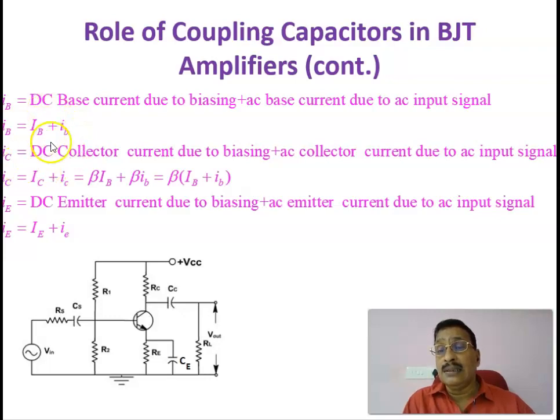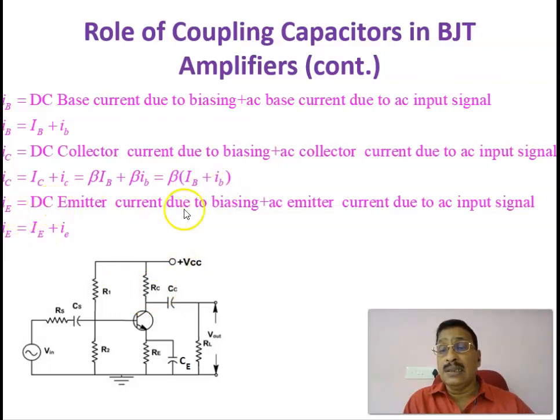Similarly, this AC small ib gets amplified to small ic, and of course capital IC is the DC value of the collector current. Therefore, the collector current is equal to a constant DC current, capital IC, plus the small AC part of the current, ic. A DC component plus an AC component, which is equal to beta times IB plus beta times small ib, or beta times (capital IB plus small ib). That is the collector current.